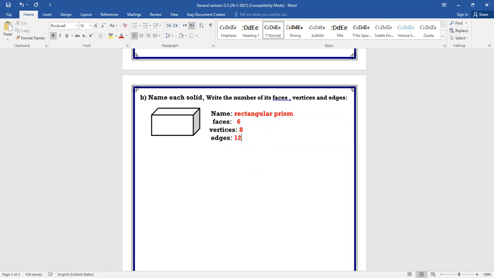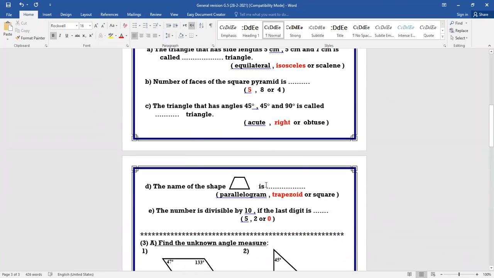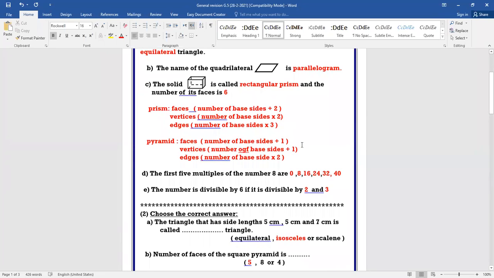Again, here are the formulas we use in the prism. To find the number of faces: number of base sides plus 2. Vertices: number of base sides multiplied by 2. Edges: number of base sides multiplied by 3. Pyramid: faces, number of base sides plus 1. Vertices, number of base sides plus 1 also. And edges, number of base sides multiplied by 2.